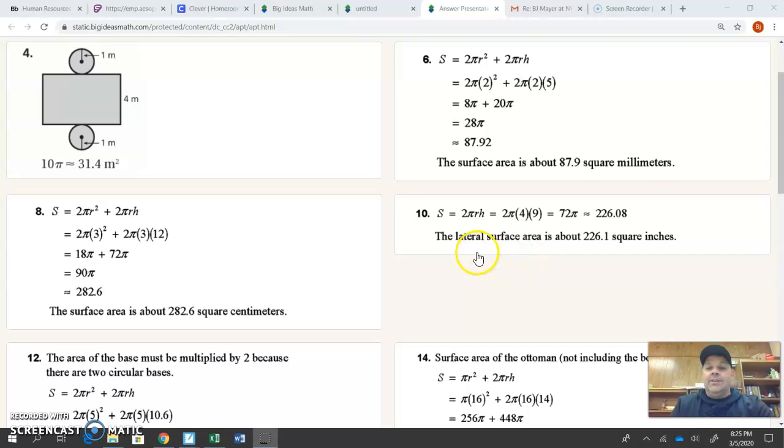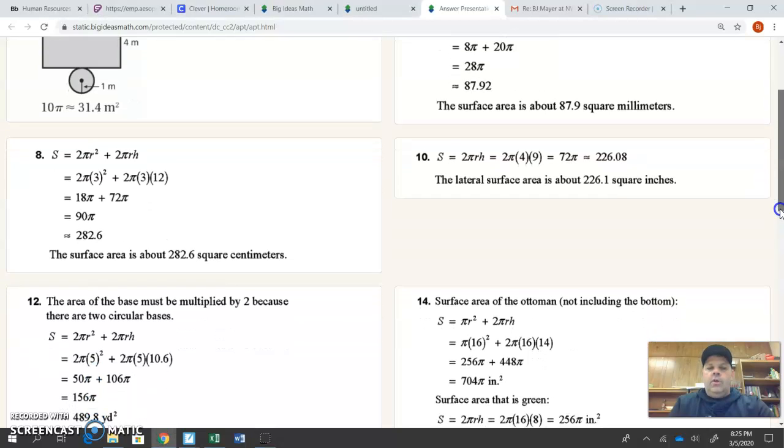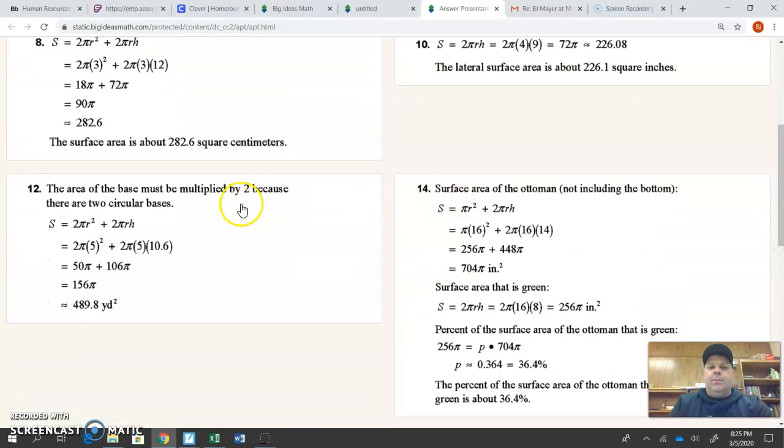In number 10, the lateral surface area, which is again only 2 pi RH, we don't have to do the first one, 2 pi r squared, because they're only worried about the lateral surface area. That is 226.1 square inches. Number 12, the area of the base must be multiplied by 2 because there are 2 circular bases. So 2 pi r squared plus 2 pi RH. Again, that will give us 489.8 square yards.